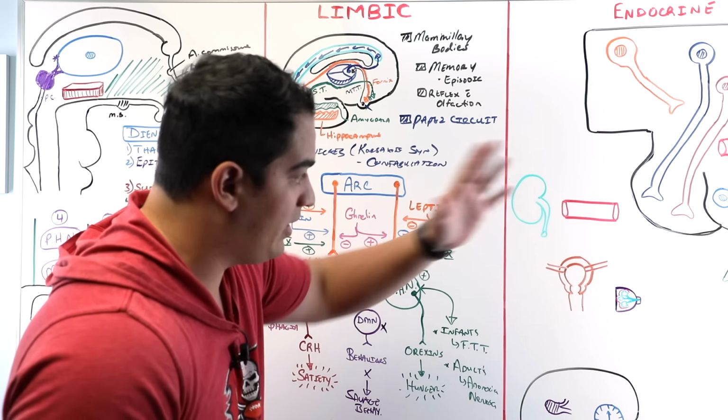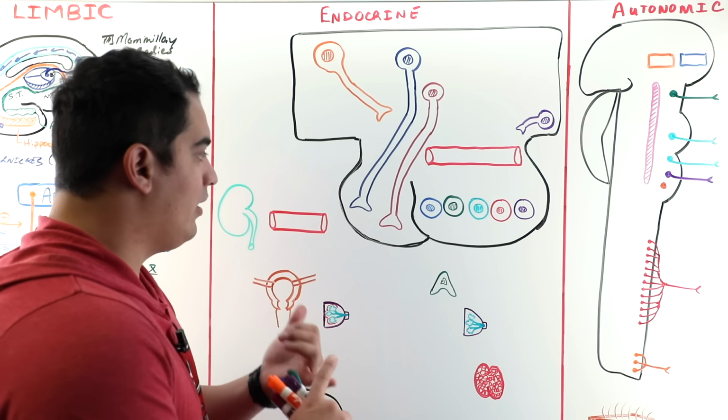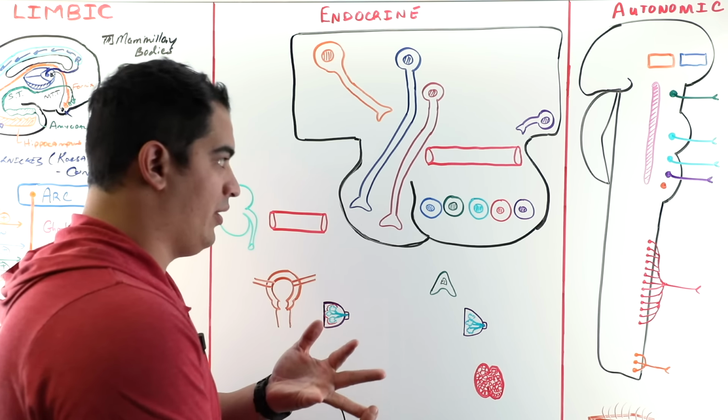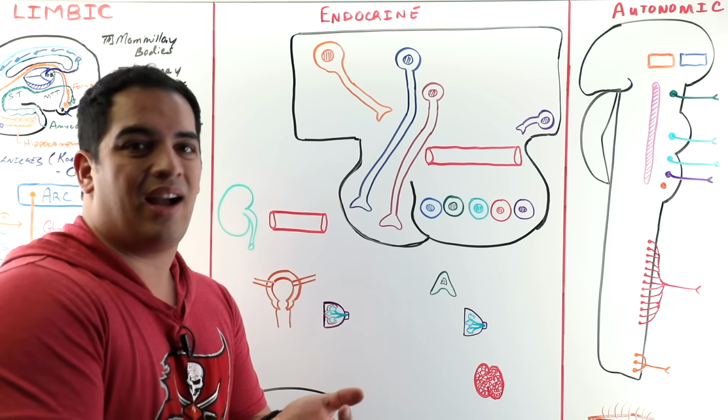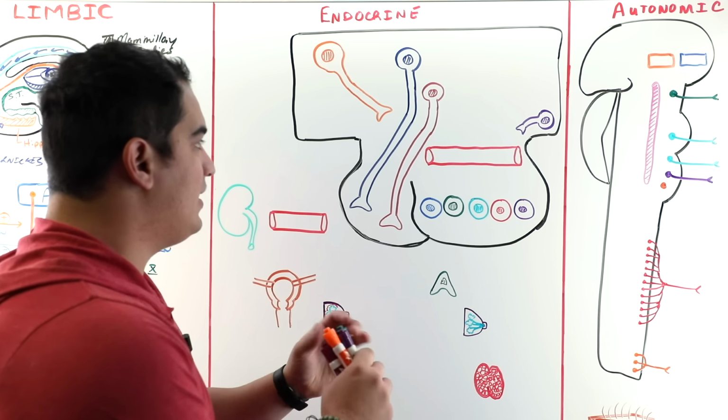Okay? So these are the important things that I want you to remember from the limbic function of the hypothalamus. Now let's talk about the endocrine. All right, so now that we've talked about the limbic function, let's talk about the endocrine function. Now we've gone over a lot of this stuff already in our endocrinology playlist, so we're not going to go into tons of detail. We'll cover the basics.